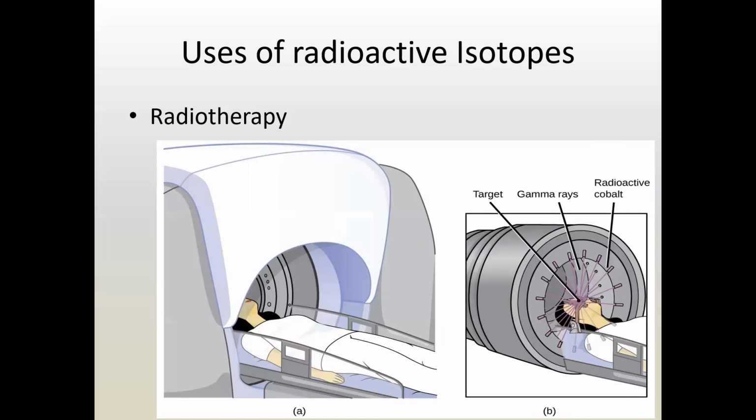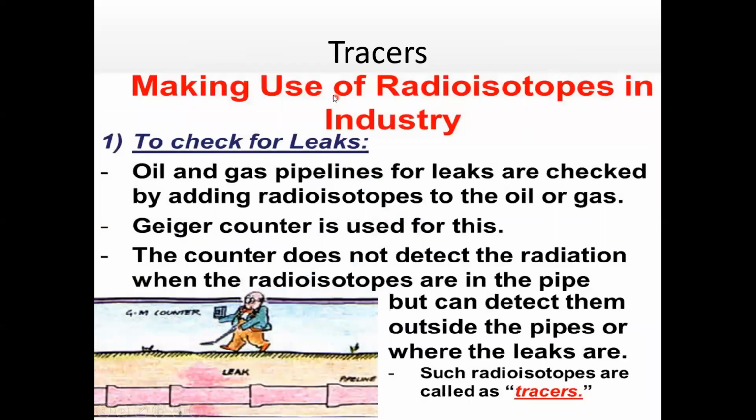Uses of radioactive isotopes: where we can use these radioactive isotopes, we can use them in radiotherapy. Radiotherapy means treatment of cancer. For example, if a person has cancer cells in a specific part, only that part is exposed to the radiation, and it can kill the cancer cells. And this we call radiotherapy. Radiotherapy refers to the treatment of cancer.